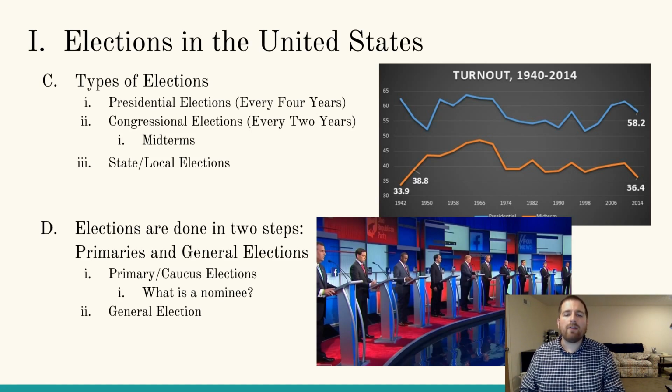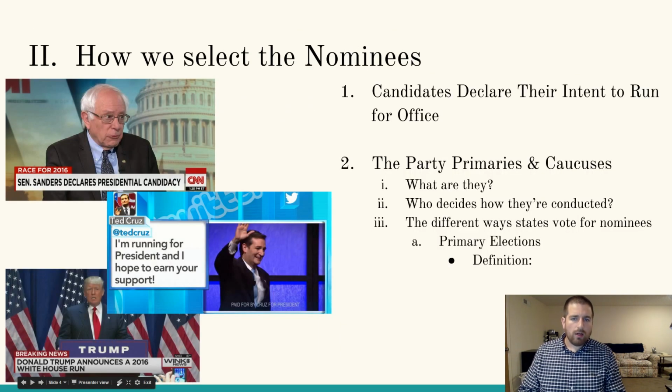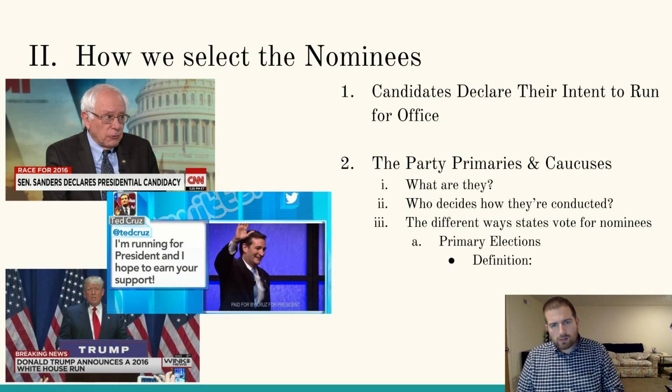Let's break that down even further and look at how we select the nominees as a political party. So let's go through this step by step. This is how the process would look. So the first thing that has to happen is candidates declare their intent to run for office.